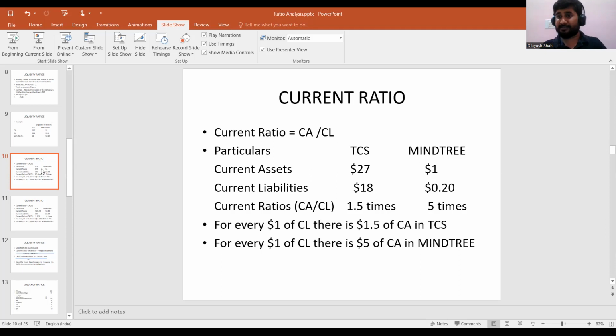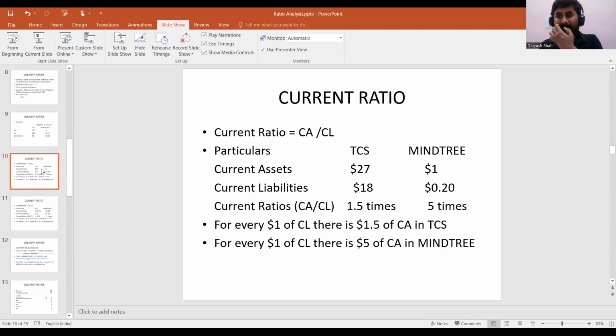Once those billions were removed and it was compared to a ratio, which says simply, for $1 of current liability, how much is the current asset? We found out only $1.5 in TCS and $5 in Mindtree. Suddenly, through ratio analysis, I said, oh my God, Mindtree is very liquid. It is not going to have a liquidity problem at all. So as a banker, if I want to lend money, theoretically, I will like to give it to Mindtree.